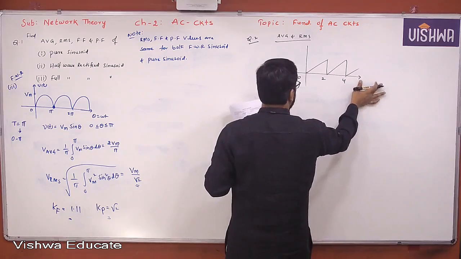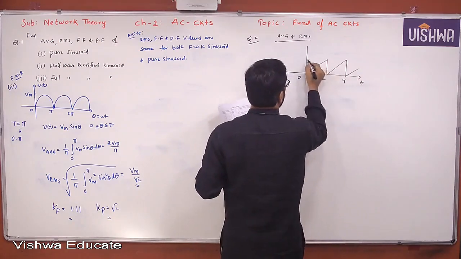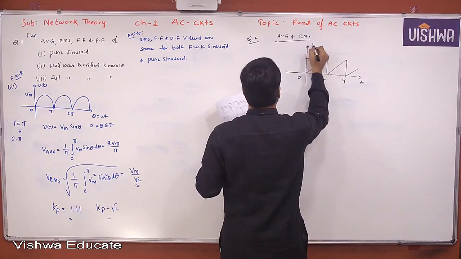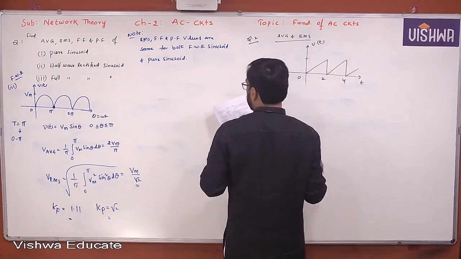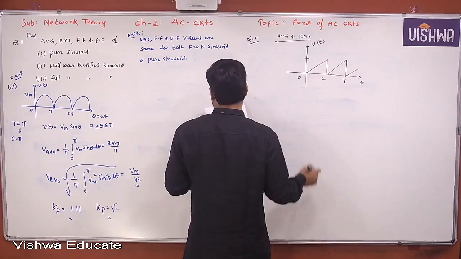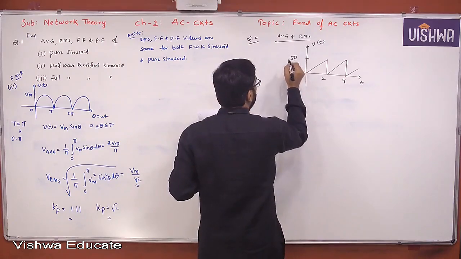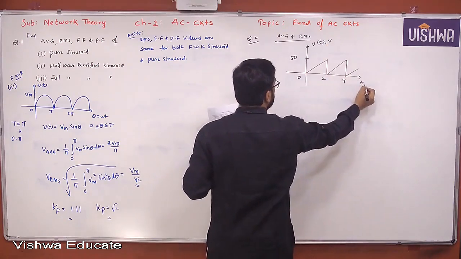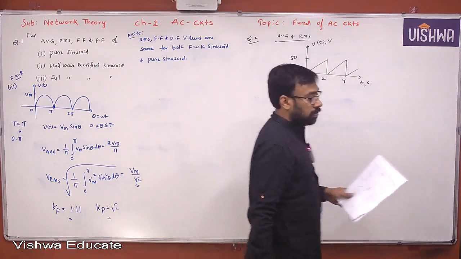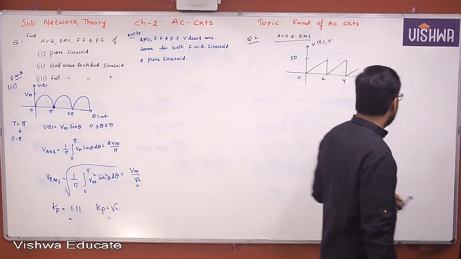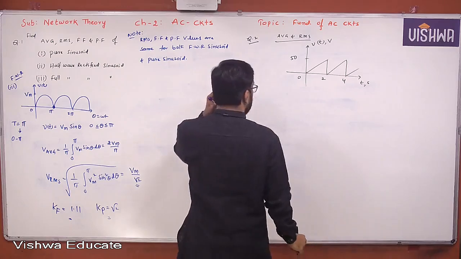time t here, right? Say this is the voltage function, 50. It is in volts, it is in seconds. Determine average and RMS values.